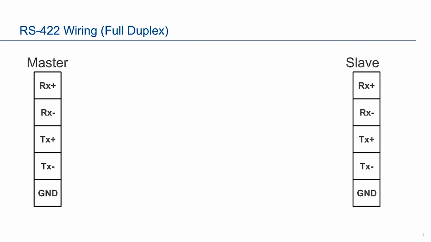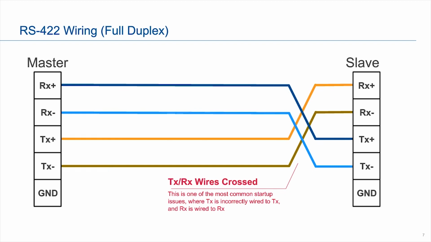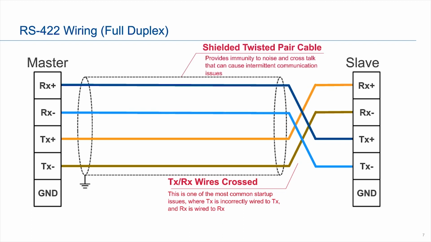So let's move on to RS-422 wiring. This is sometimes called full duplex. It's a 4-wire protocol. And once again, the RX and TX, the receive and transmissions are swapped over so that the transmission on the master is connected to the receive of the slave, and the receive on the master is connected to the transmission on the slave. It's also very important to use shielded twisted pair cable. 422 wiring is used for long distance communications. You don't know what else could be in the conduit runs or in the cable runs with the serial communication, so it's really important to use shielded twisted pair cable.